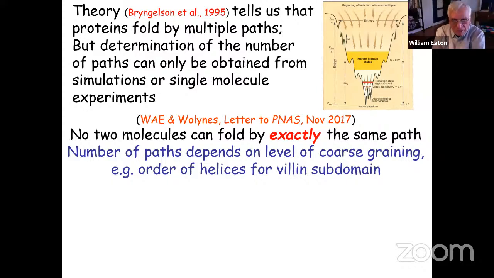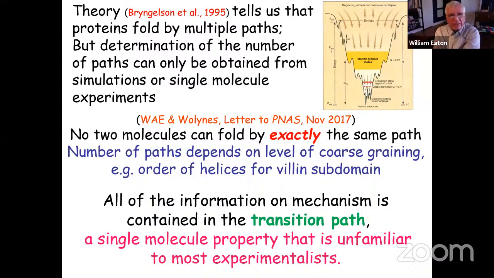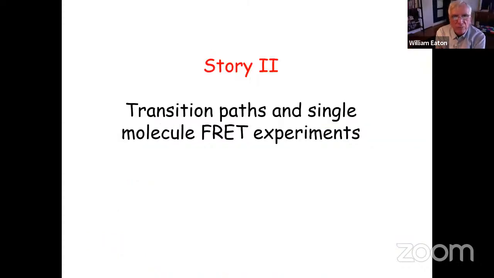The number of paths that you want to think about really depends on the level of coarse graining. And this is a point that Kresten Lindorff-Larsen made when he was first analyzing his simulations with David Shaw's Anton. So the natural coarse graining for our villin subdomain is the order of the helices. All of the information on mechanism, though, is contained in the transition path. And as I said at the very outset, this is unfamiliar to most experimentalists, and it's a single molecule property and can only be observed experimentally by single molecule experiments.